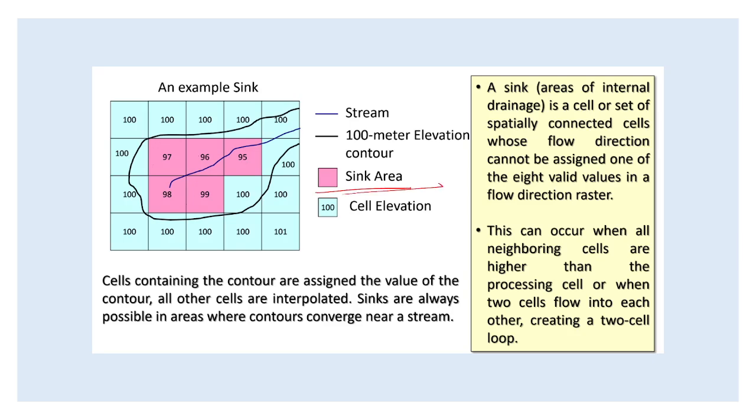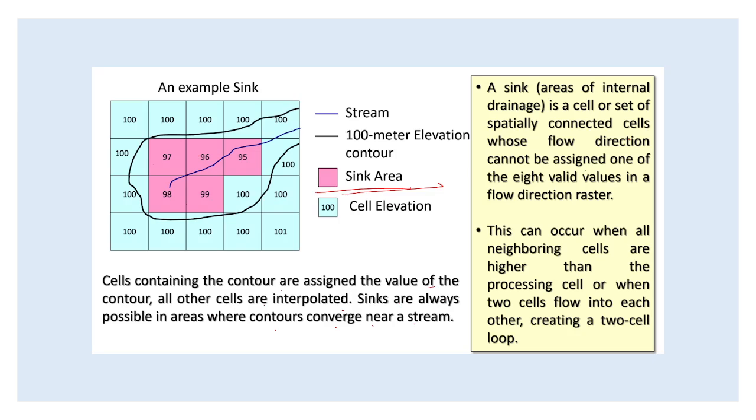Okay. Cells containing the contour are assigned the value of the contour. All other cells are interpolated. Sinks are always possible in areas where contours converge near a stream. So a sink is a cell or set of spatially connected cells whose flow direction cannot be assigned one of the 8 valid values in a flow direction raster.